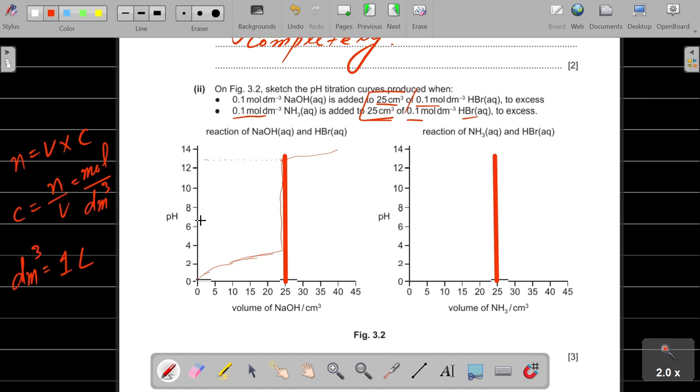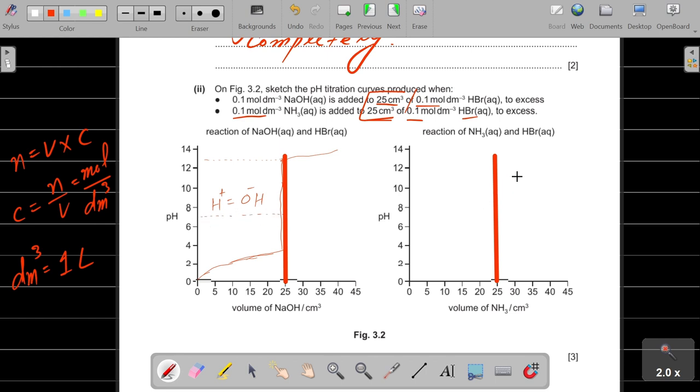Okay. So here you can see pH 6 and 7. At this point, known as the end point or equivalence point, the concentration of H ions equals the concentration of OH ions, like when the solution is neutral at pH 7.